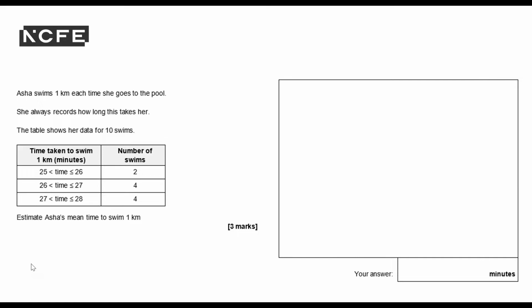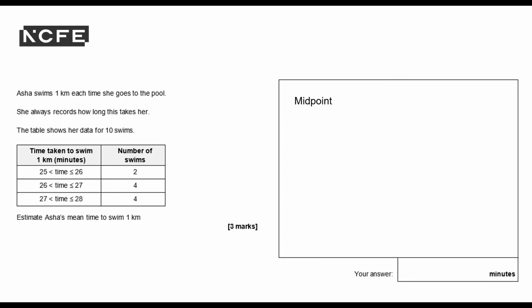So I've got a grouped frequency table. Because it's her mean time, I'm going to estimate the mean time from a grouped frequency table. My first step is to calculate the midpoint for the values that I have.